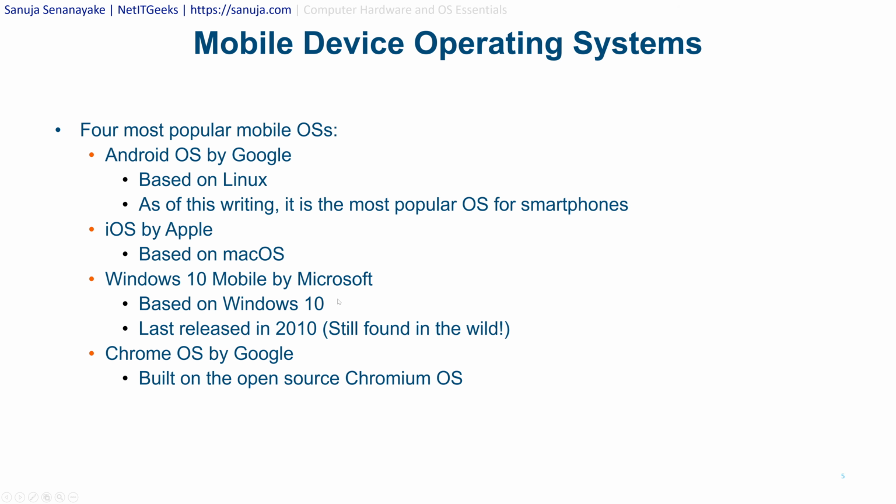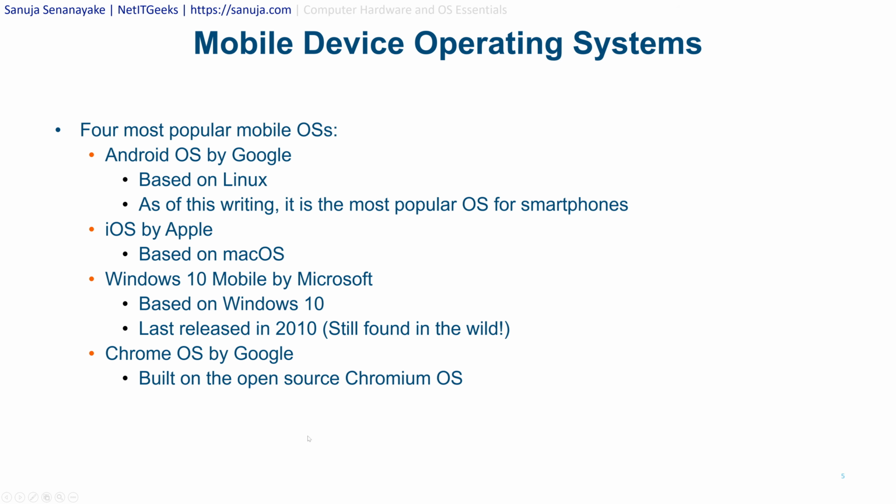Windows 10 Mobile by Microsoft is an older mobile operating system. It is no longer in production. There are no new releases of this operating system after the final release. However, this Windows 10 based operating system is still being used by some companies, organizations and small businesses. So as an IT technician, you should know that this particular mobile operating system does exist.